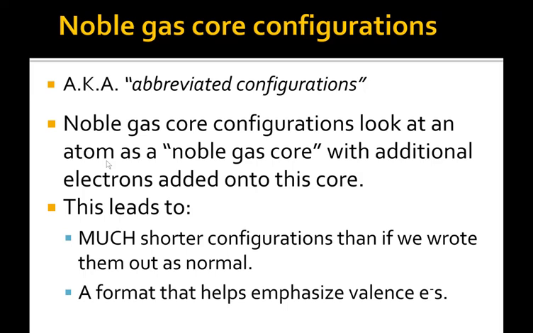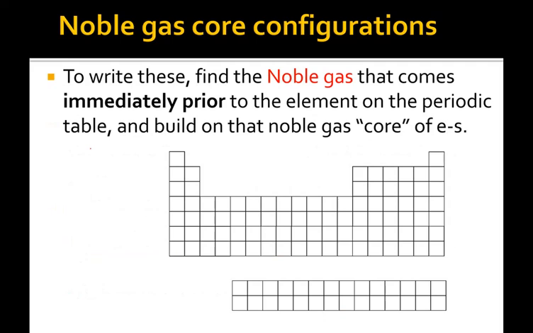And those are going to be, more and more often you'll find, the valence electrons, like you see here. So this is a format that helps us emphasize the valence electrons, and that's going to be pretty important. It's shorter than what we've done already, and it emphasizes the electrons that are most important as we move into bonding and what's coming next with some of those things related to bonding and properties of the different elements on the periodic table. So noble gas core configuration is not a brand new thing.